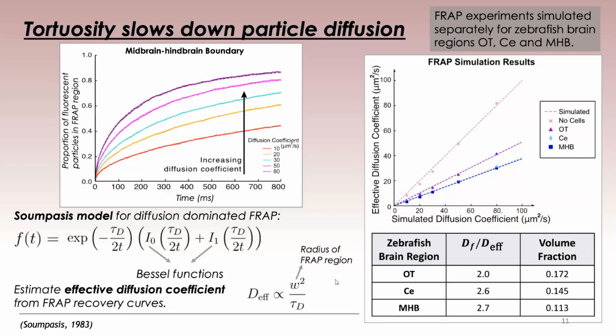This is quantified in this table here. So the middle column is the factor slowdown, which is basically 1 over the gradient of these straight lines. And the volume fraction here is the proportion of volume of ECS over the entire tissue volume. And this parameter has been shown in previous literature to be the main factor in determining the slowdown of the effective diffusion coefficient. So you can see that just with different structural differences, the cerebellum and the midbrain hindbrain boundary give a larger slowdown than the optic tectum.